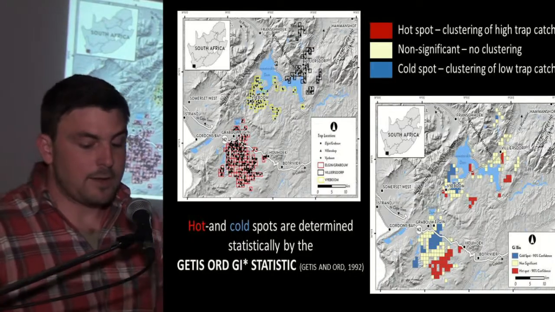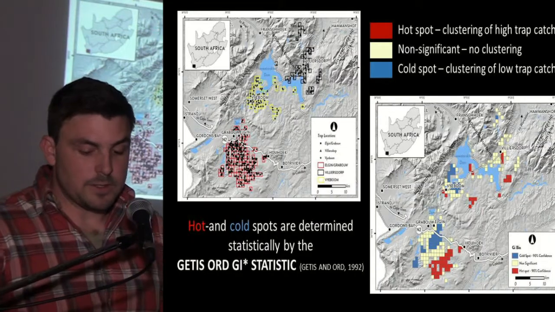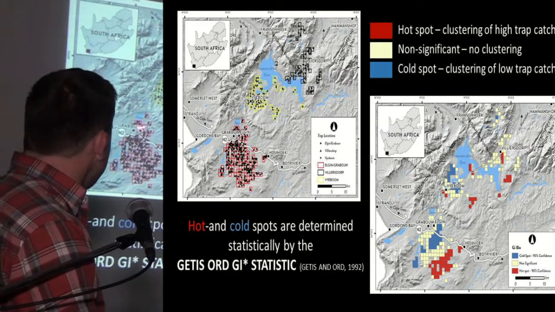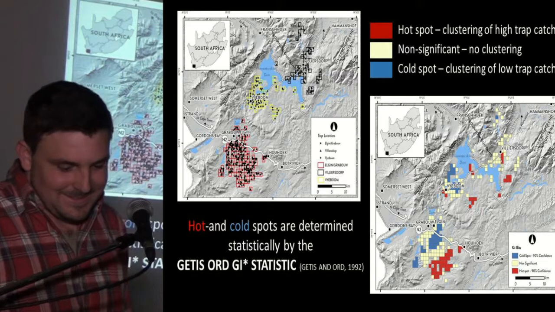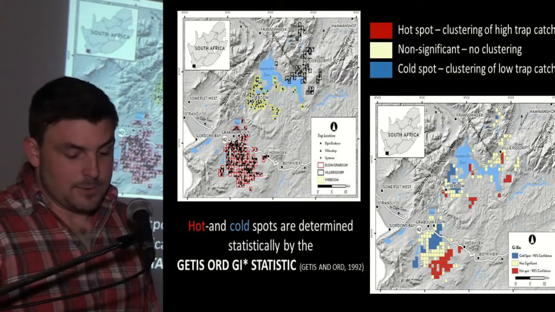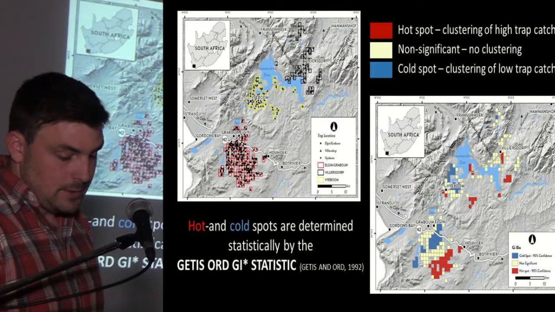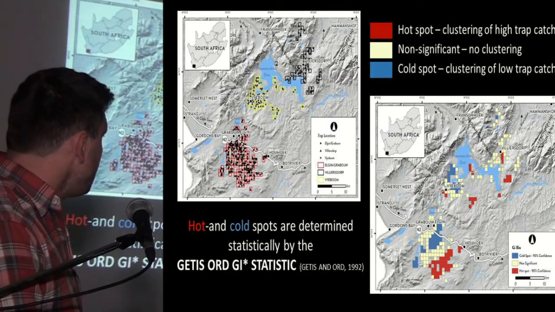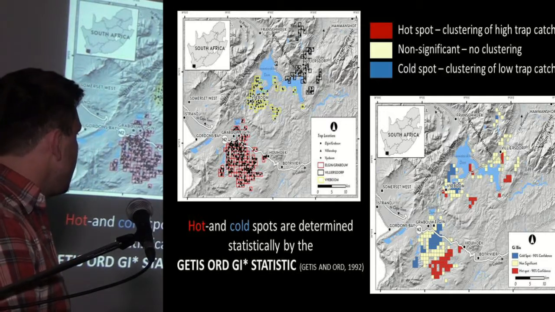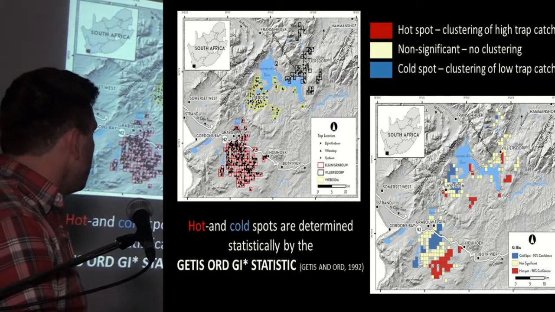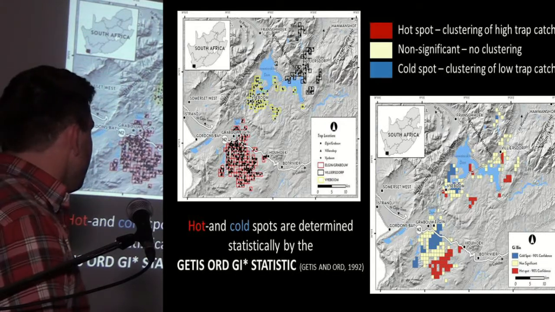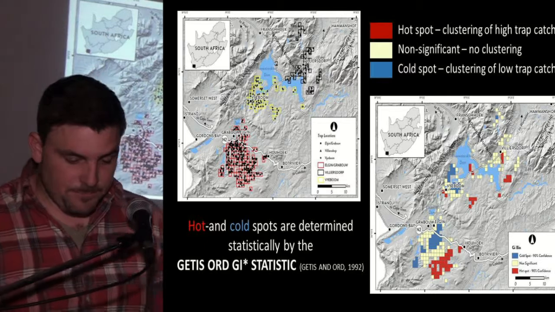So trap catches were aggregated into 1 square kilometer blocks indicated on the map on the left. And the blocks were used to express the hot and cold spots. Looking at the map on the right, hot spots are areas where blocks with high trap catches clustered together, and cold spots are blocks with low trap catches clustered together in space.